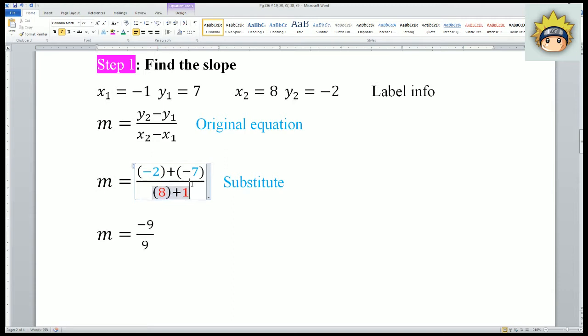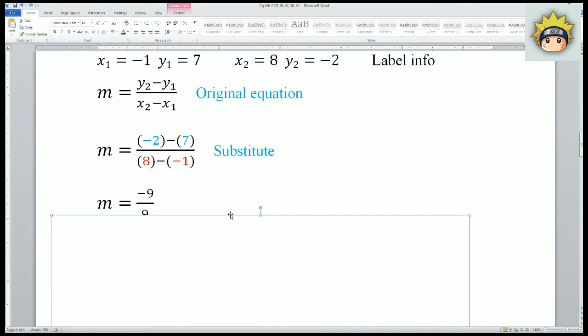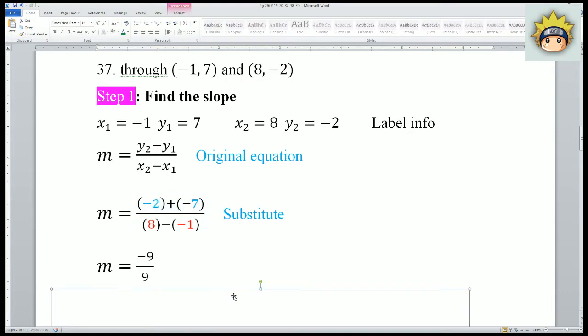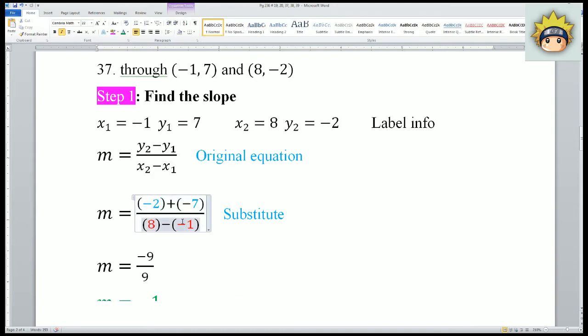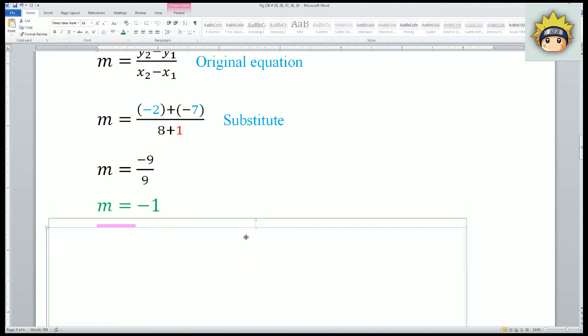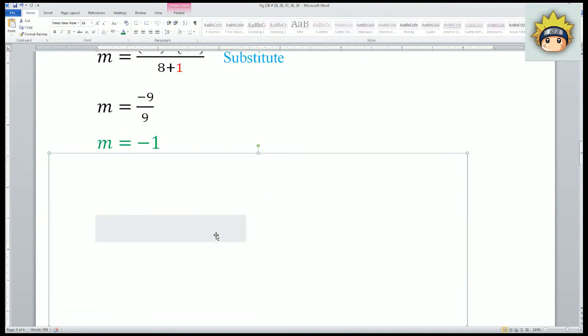Does that make sense? I can even repeat it for you. So, a subtraction is the same thing as adding a negative. So negative 2 plus negative 7 is still equal to negative 9. On the bottom, subtracting a negative is the same thing as adding. 8 plus 1 is 9. Negative 9 over 9 simplifies, so m equals negative 1.